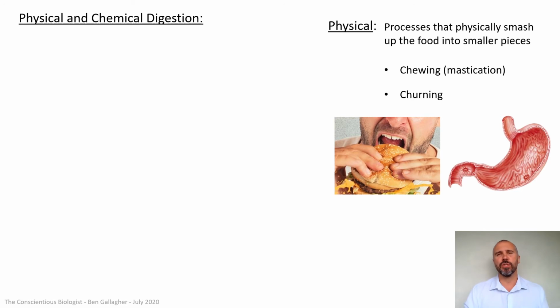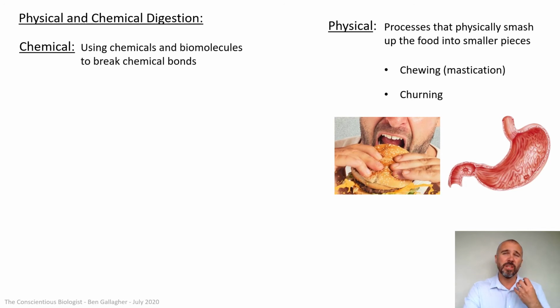You really need to have watched the surface area to volume ratio presentation for that, which is also in the Transport Through Membranes playlist. Let's move on to chemical digestion now. Chemical digestion is what does most of the breakdown of the polymers to monomers, because this uses chemicals and biomolecules to break chemical bonds.